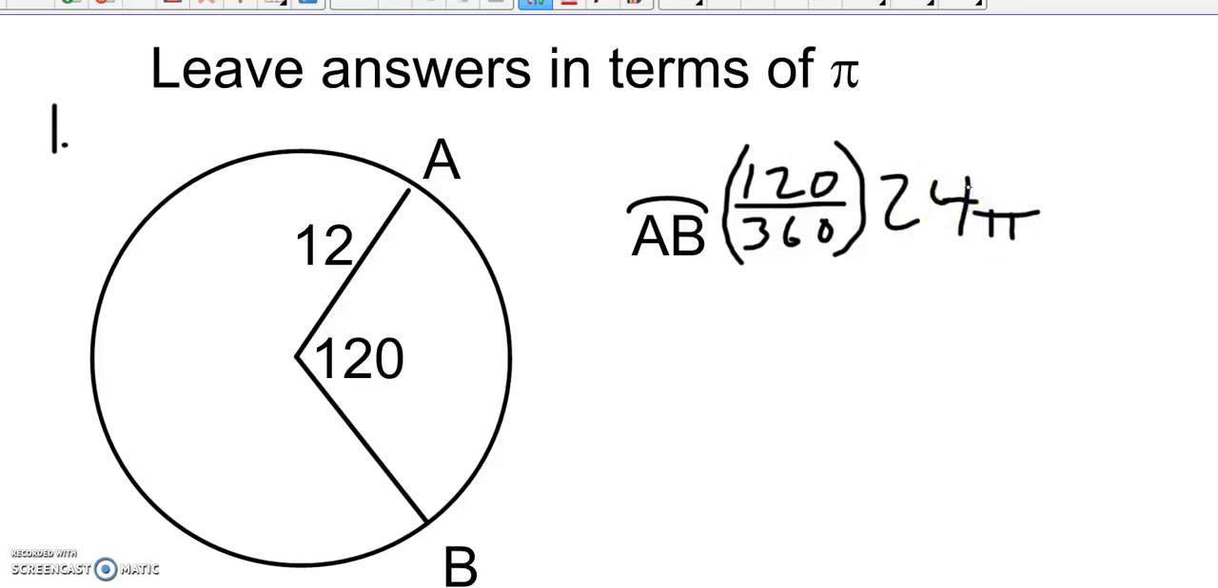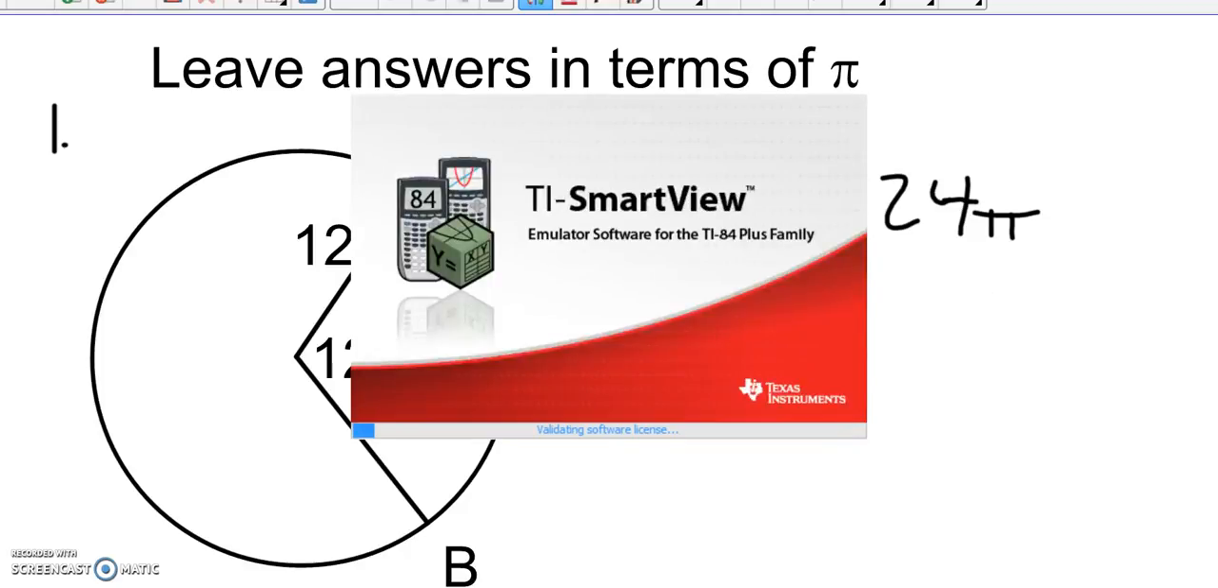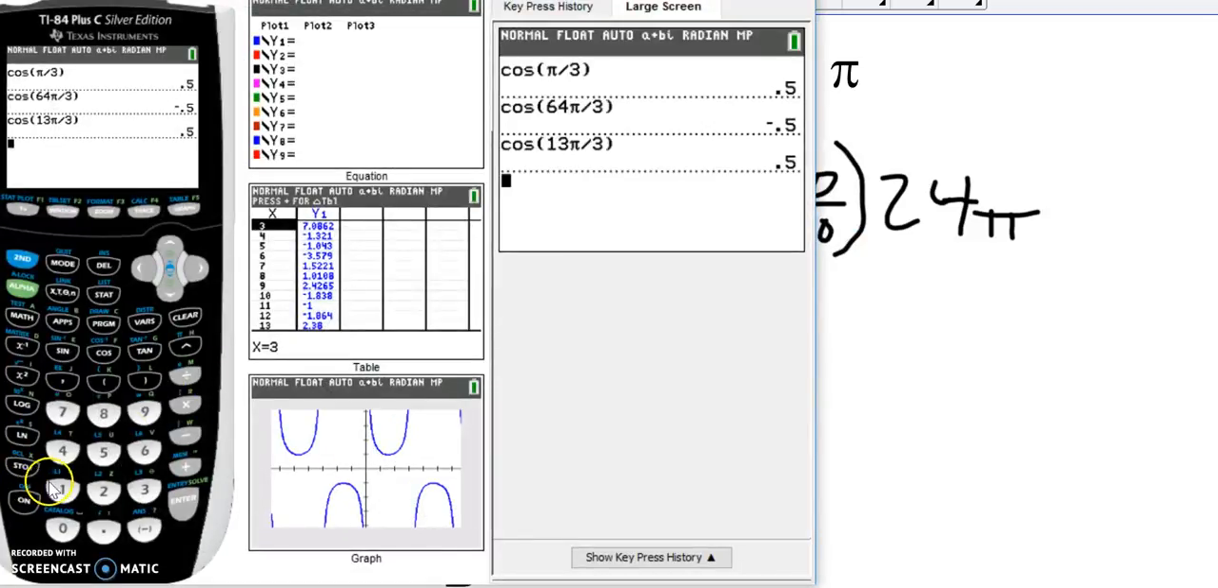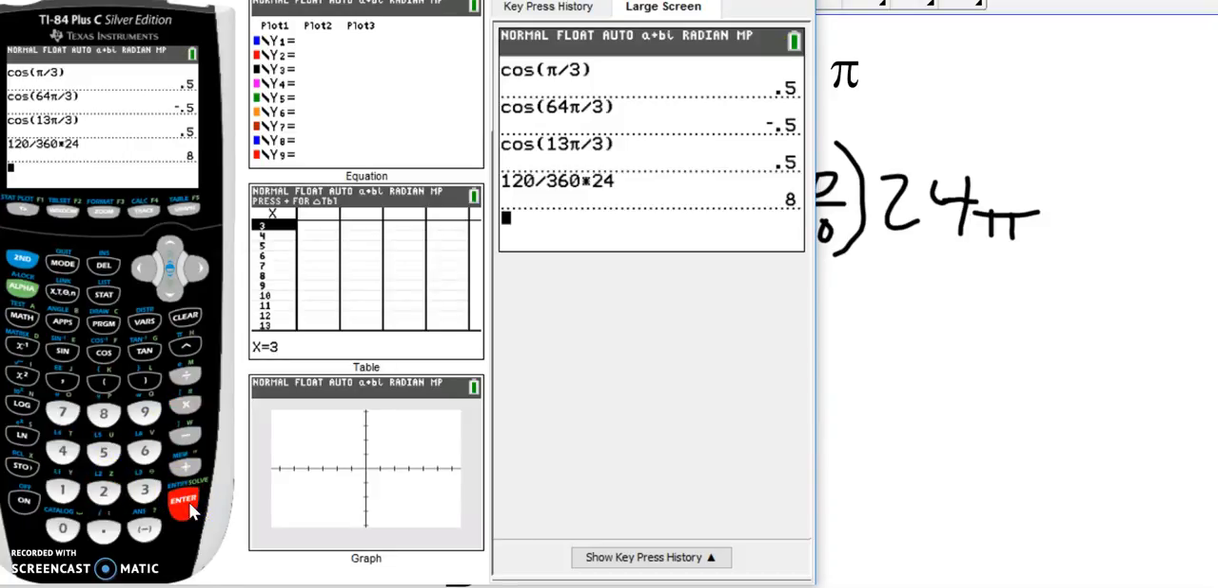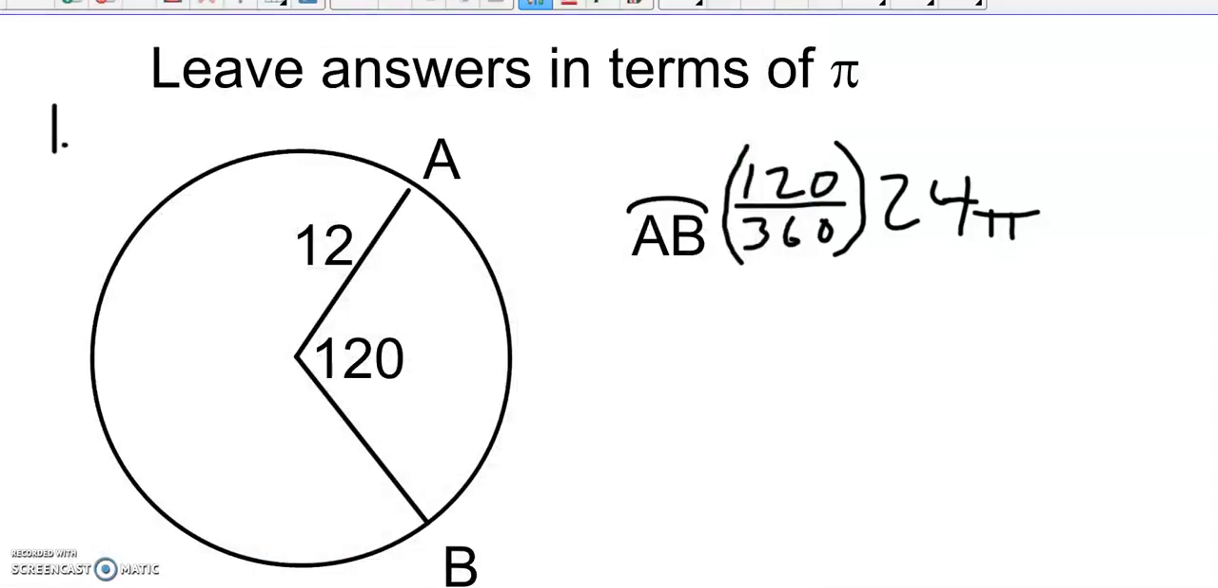And if you're curious how this looks on the calculator, I can pull that up. So 120 out of 360 times 24. You'll see in just a second how I'm going to type this in. I just go 120 out of 360 and then times 24. Tells me it's 8. So I know that the answer is not just 8, but 8 pi.